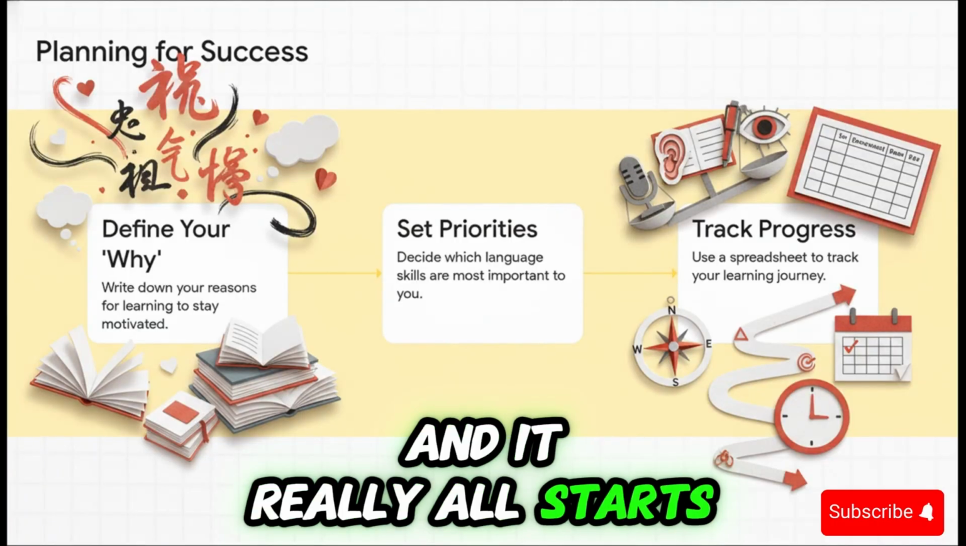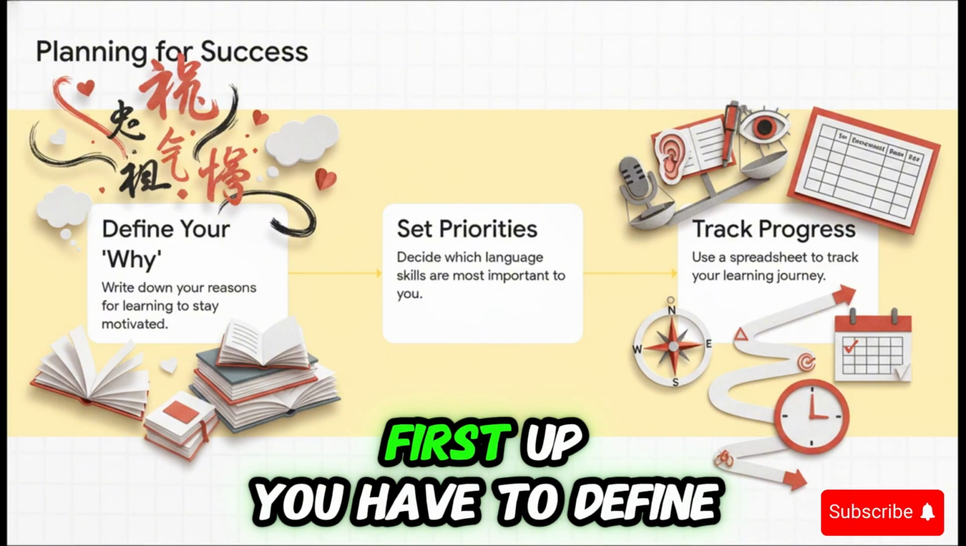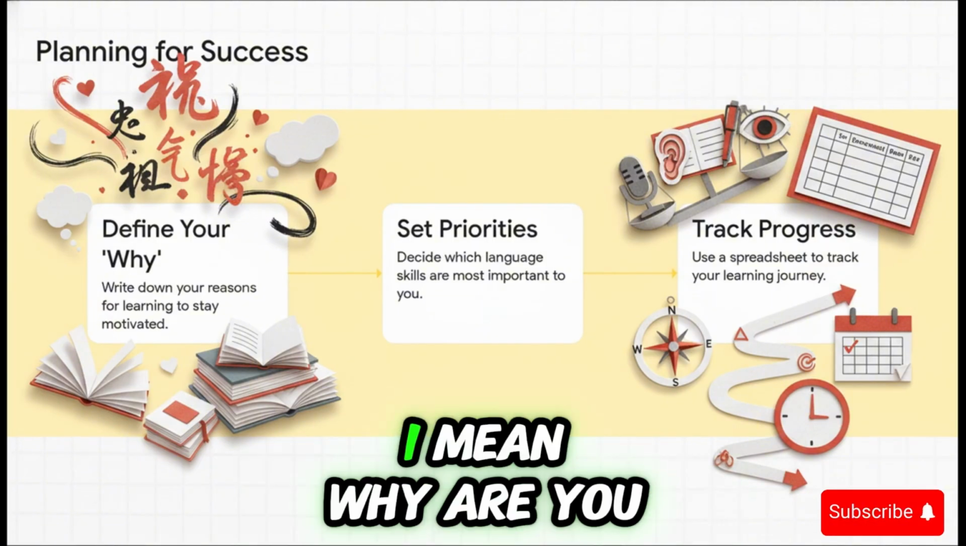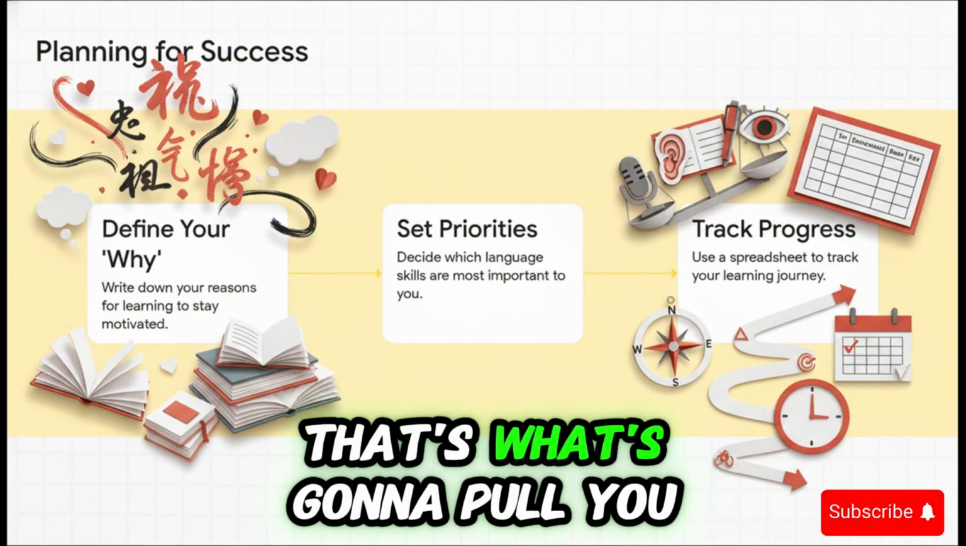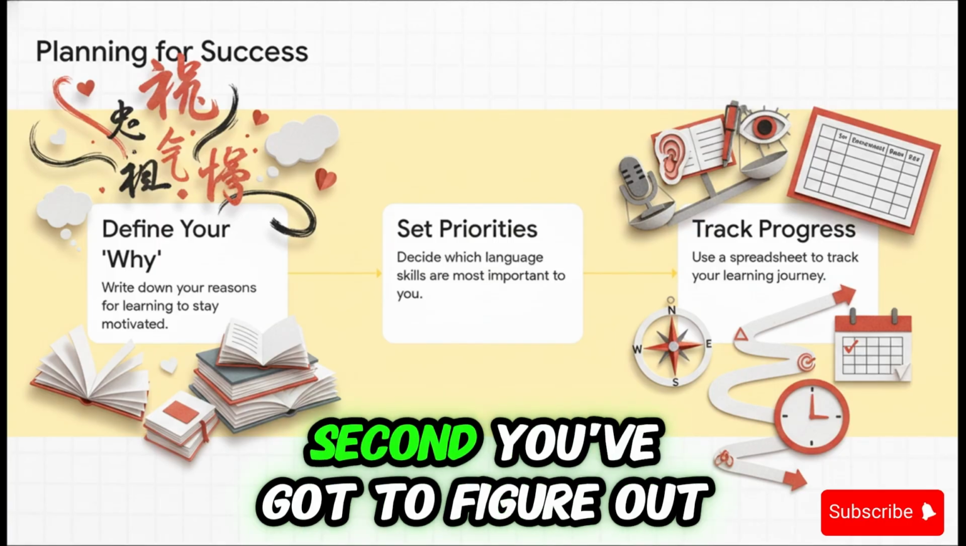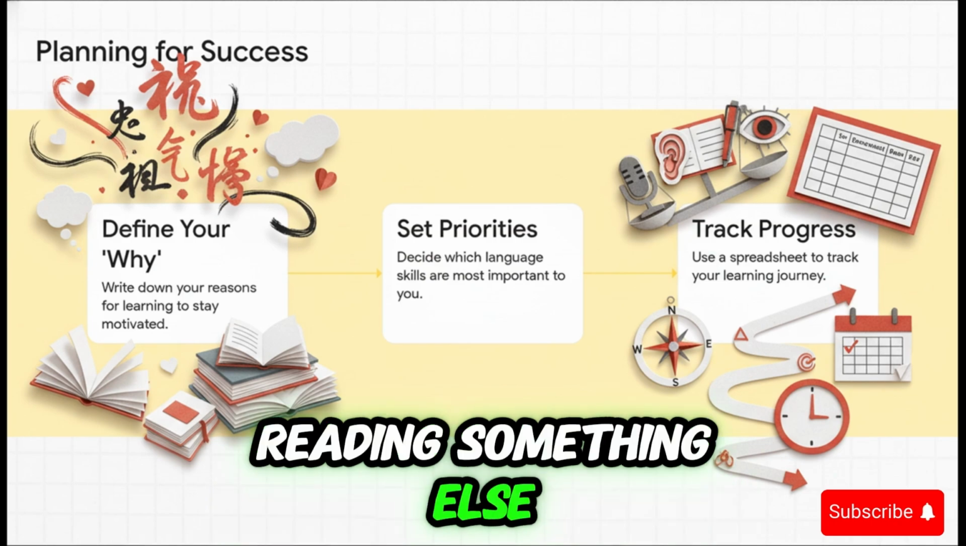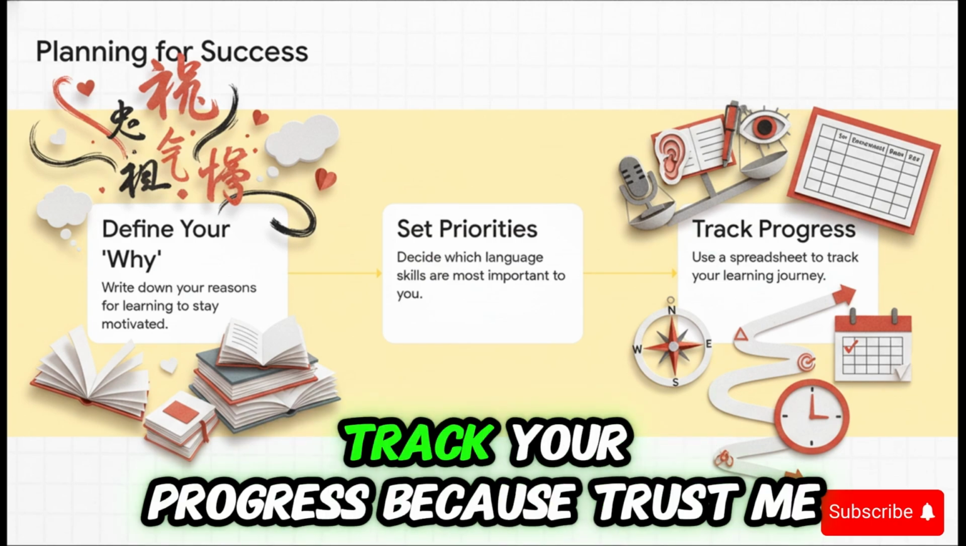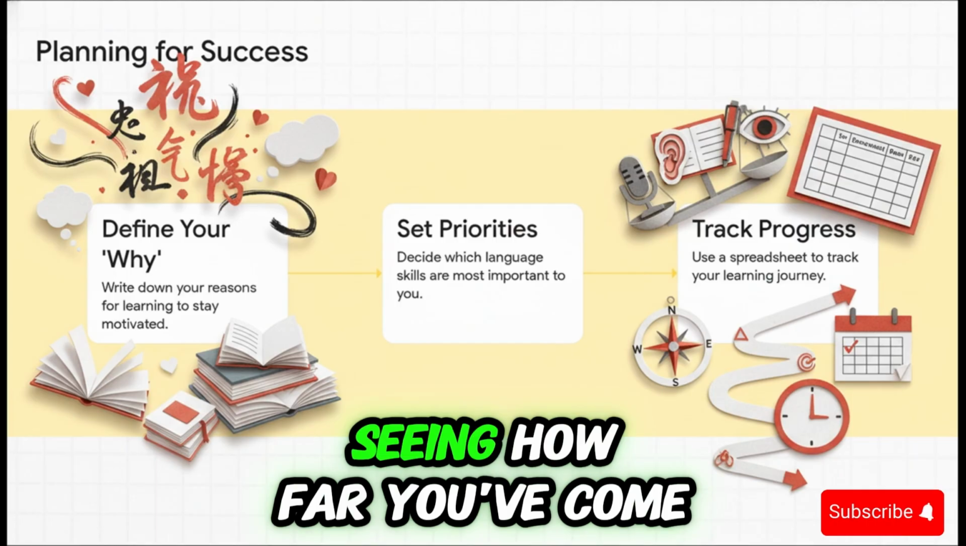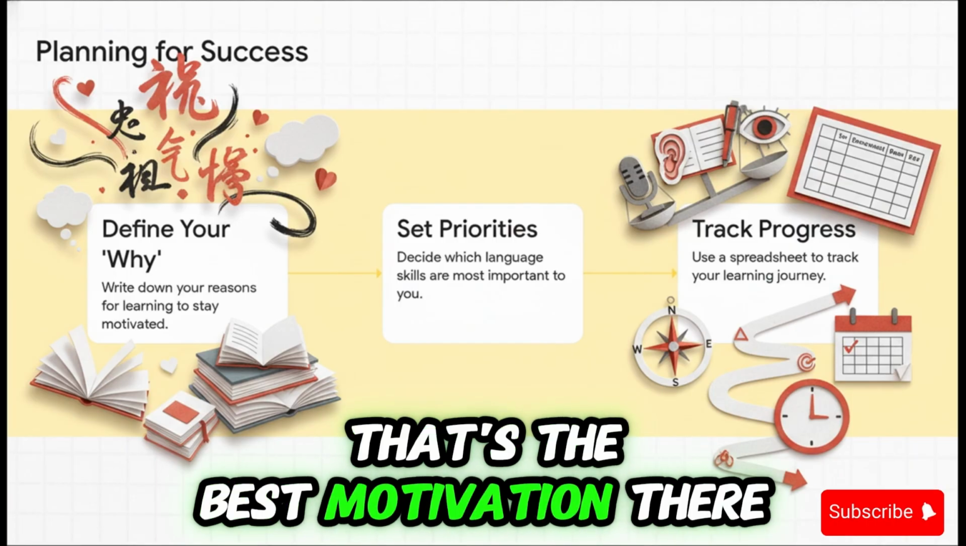And it really all starts with these 3 key steps. First up, you have to define your why. I mean, why are you doing this? Because that's what's going to pull you through the tough days. Second, you've got to figure out your priorities. Are you all about speaking, reading, something else? And third, you need a way to track your progress. Because trust me, seeing how far you've come, that's the best motivation there is.